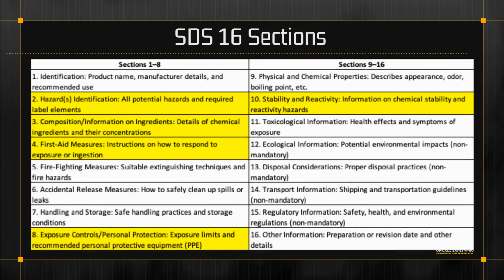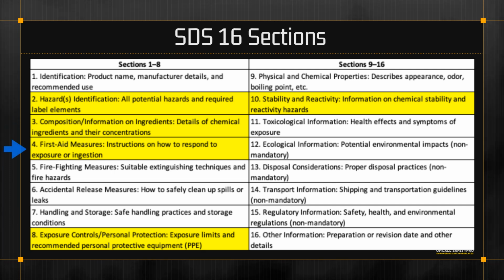The chemical safety data sheet has 16 sections. Let's quickly highlight 5 key SDS sections that are most critical for worker safety. Section 2, Hazard Identification. This section alerts workers to the main dangers, physical or health, associated with the chemical. It includes pictograms, signal words like danger or warning, and hazard statements. Section 3, Composition, Information on Ingredients, lists all hazardous ingredients and their concentrations. Knowing what's in the product helps in both exposure prevention and emergency response.